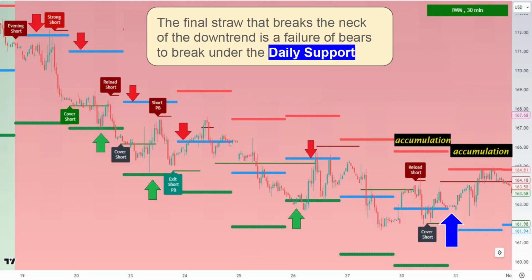The final straw that breaks the neck of the downtrend is normally a failure of bears to break under the daily support, like it happened here. Again, it's all about failures. Either bulls fail or bears fail. If bulls fail, bears step in and we push price to lower lows. But if after a long move down bears start to fail, bulls get inspired, and that triggers a new move up.